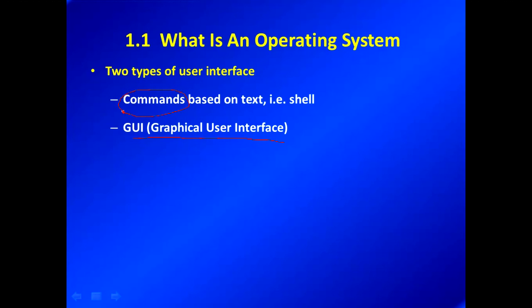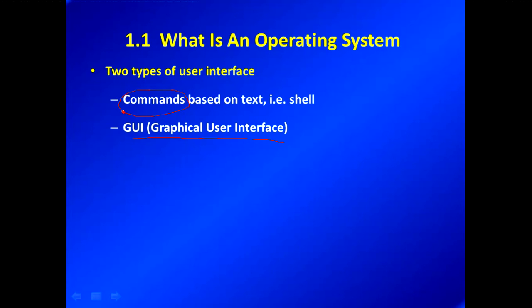Commands are not based on graphics, they are based on text. For example, if you are using Windows, you can type something at the left bottom of your screen. You can type CMD. It means commands. If you type CMD at the bottom of your screen, you can launch the shell for Windows. You get a window, and you need to type everything. You type each single command into the shell to let the operating system know what you want to do.